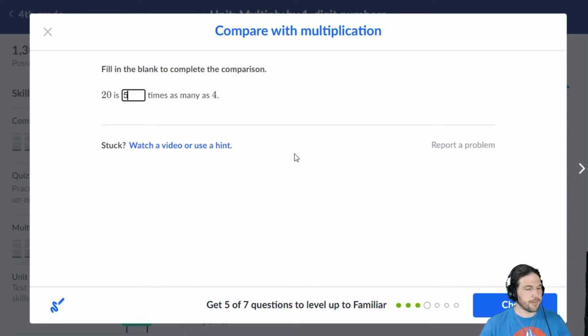20 is 5 times as many as 4. And students who have been with me for a little while might recognize that that's division. We've talked about how multiplication and division are really the same process, and how often a multiplication problem is actually a division problem in disguise, because again, they are the same process. To figure out how many times as many as 4 that 20 is, I have to divide to get that multiplier.